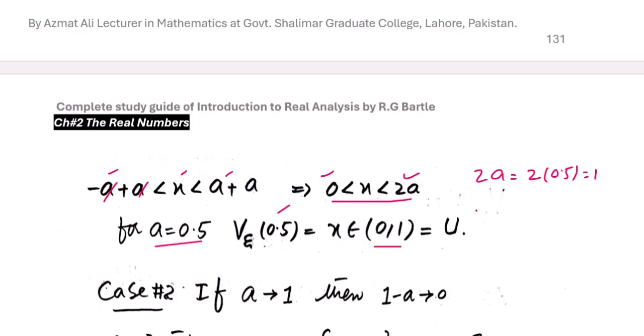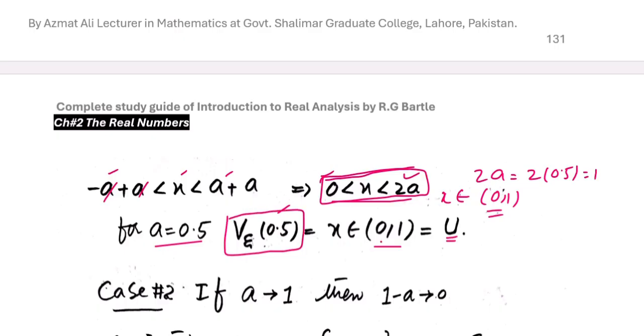So it means your x belongs to 0 to 1, and 0 to 1 means your set u, and this is equal to the epsilon neighborhood of this. What is this? This actually represents the epsilon neighborhood of 0.5. So in this case, you can notice that the epsilon neighborhood of 0.5 is exactly equal to u.